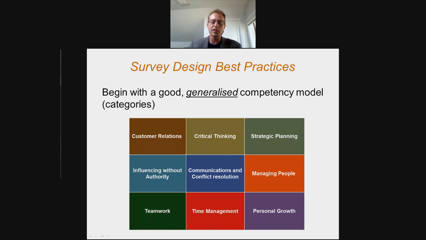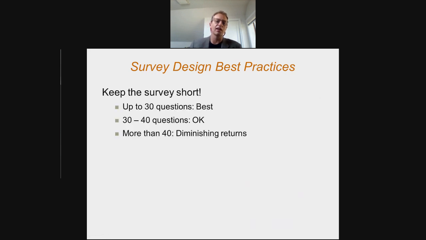The next issue is the length of the survey. So here are some guidelines. Up to 30 questions, I don't think you're going to have a problem getting people to answer the survey. 30 to 40, I would say, is okay. 40 is not as good as 30, but when you get more than 40, I would expect to have rapidly diminishing returns.